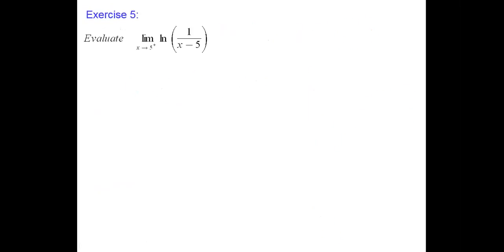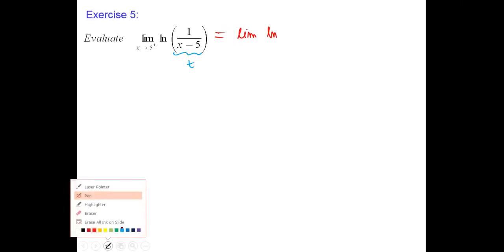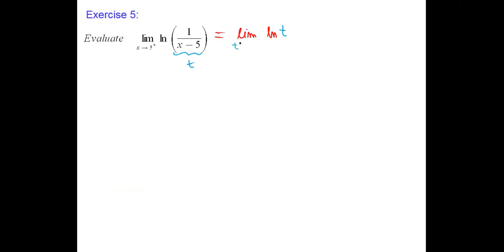Let's look at this one. Limit as x goes to 5 from the right-hand side, natural log of this quantity. That means this quantity, as always, is t. Let me use the blue pen. I'm trying to find ln of t when t goes, and we don't know. T is the behavior of the rational function 1 over quantity x minus 5 as x goes to 5 from the right-hand side. Okay, what is this limit?